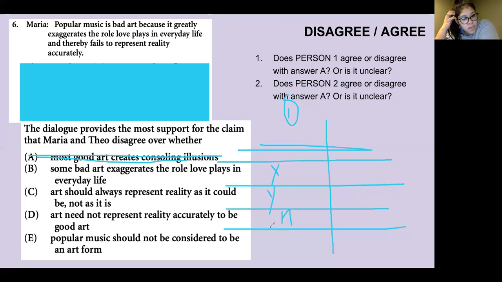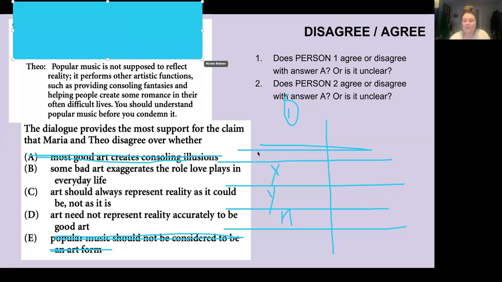For this one, I kind of struggled, because she says that popular music is bad art. So she doesn't really say if it should be considered an art form or not. Excellent. I crossed it off. We don't know. Okay, so now let's read the second one. Everyone, go ahead and read the second one on your own and go through. We only have to go through three answer choices this time, and just give me a reaction once you're done.